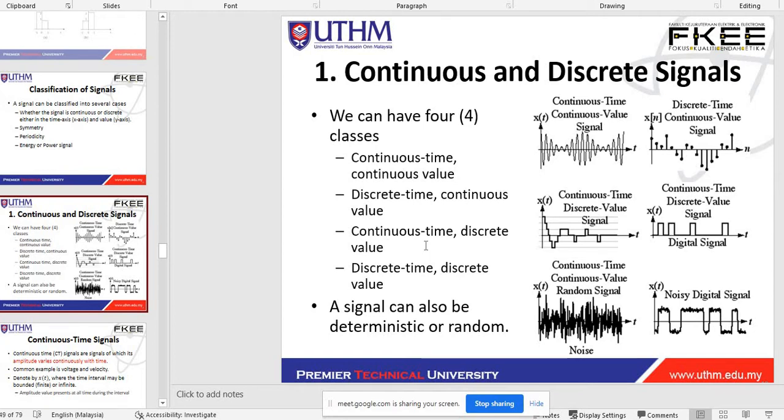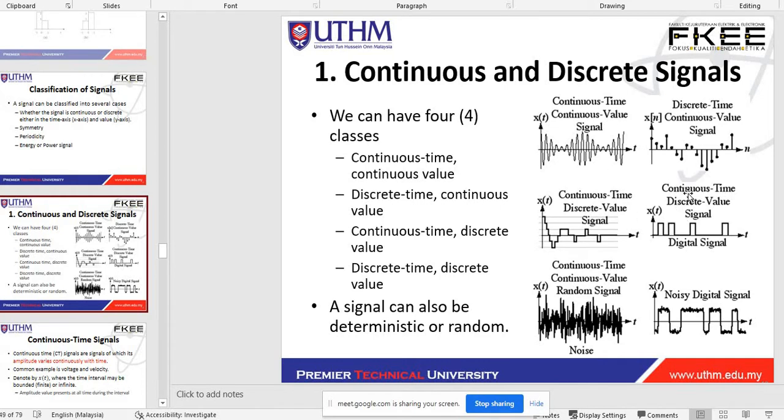The third one is continuous time, discrete value. Continuous time means that t is continuous; at each t you have a value. For the y-axis, the value stops for a while. For example, 3, 3, 3, 3, then 2, 2, 2, 2, then 1, 1, 1, 1, then 0, 0, 0, like this. So the value is not different at every single time, but stops for a while.